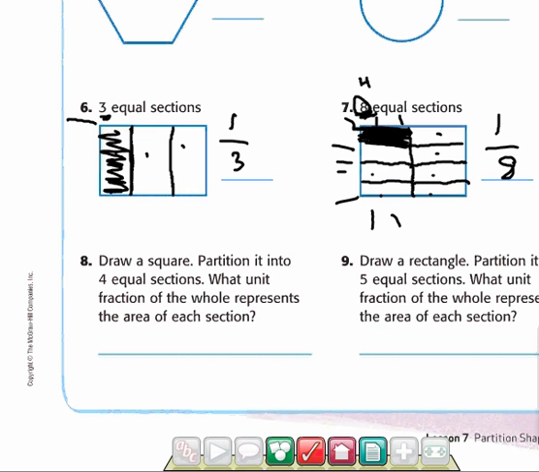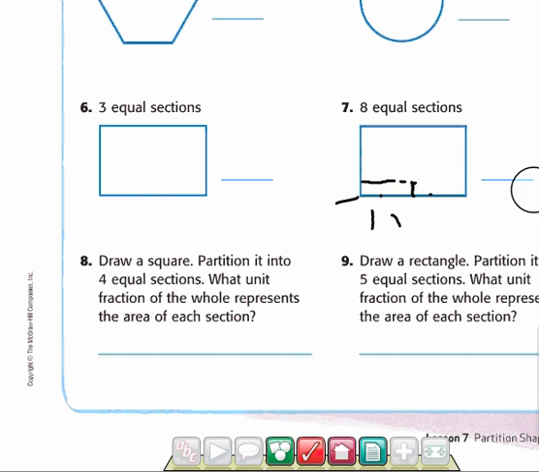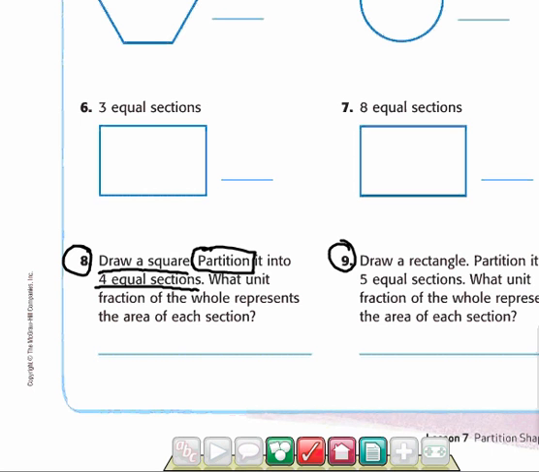So that's how I want you to look at dividing or partitioning our pieces, our quadrilaterals, and creating unit fractions out of them. So here's what I want you to do now. I want you to take a look at number 8 and number 9. You're going to read what number 8 tells you to do. It tells you to draw a square. Then it asks you to partition, remember, separating into equal pieces, it into 4 equal sections.